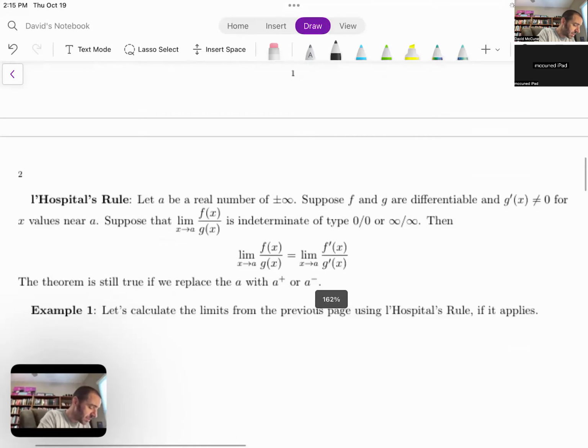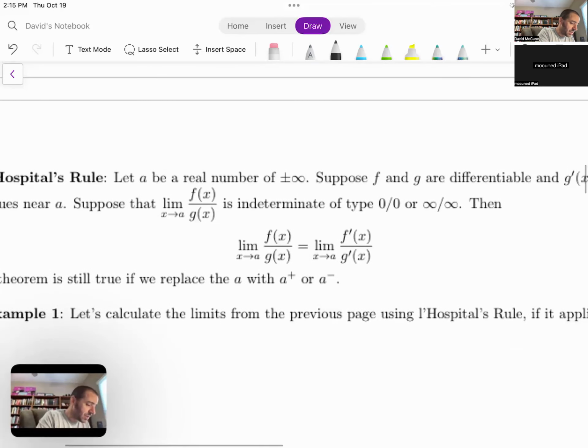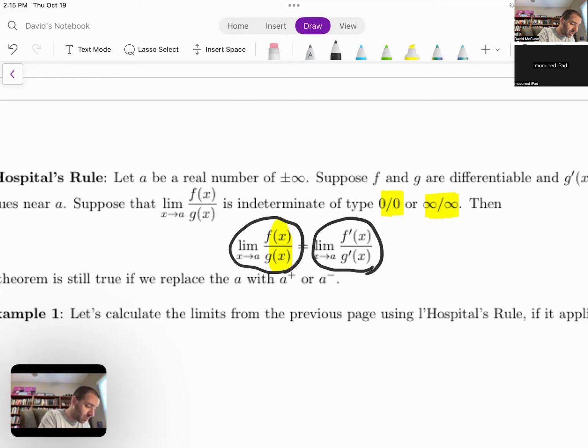It says this. If you're trying to take the limit of a fraction, which we were looking at on the previous page, as long as that fraction has type 0 over 0 or infinity over infinity, then the limit that you care about equals this limit, where you just take derivatives of top and bottom. So it's kind of weird. It's like a quotient rule that you wish existed.